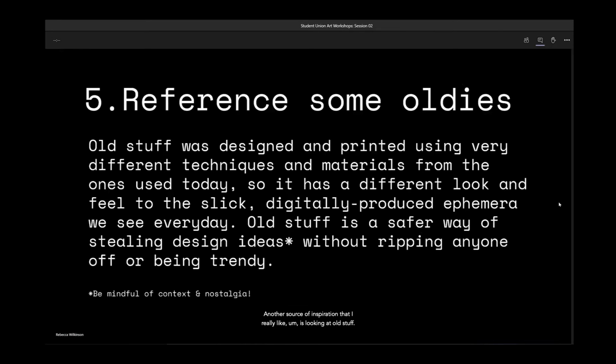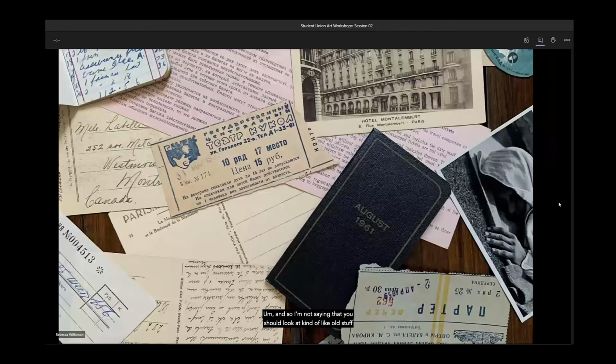Okay, another source of inspiration that I really like is looking at old stuff. Old printed material is really interesting because it was just made differently than the way things are made today. We mostly print things on digital printers. We're designing things with software. So the things that are made today just have a totally different aesthetic quality to them.